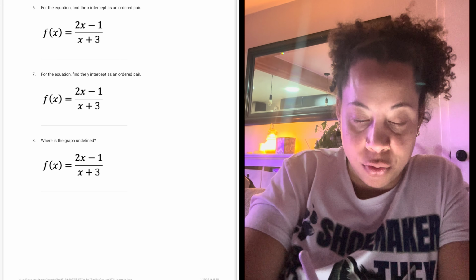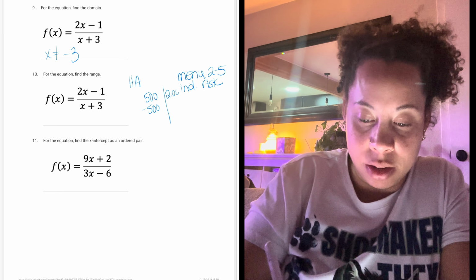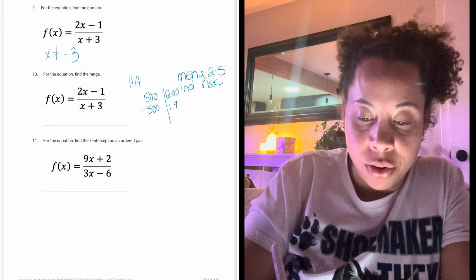Now when you're doing it from an equation, you want to plug in 500 and negative 500 into your table by going to the ask function. So remember, that's where you press menu 2-5 and set the independent variable to ask. And then you can plug in 500 and negative 500. And in this scenario, it's going to be approaching 2. So it'll look like 2.00 something and 1.99 something. So you know y equals 2. So your range is y does not equal 2.